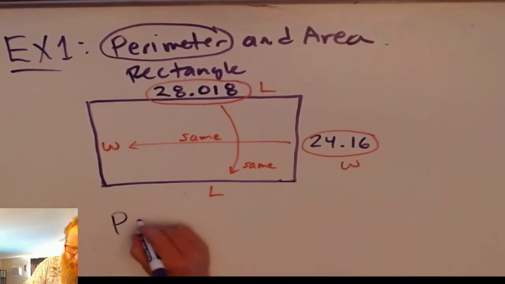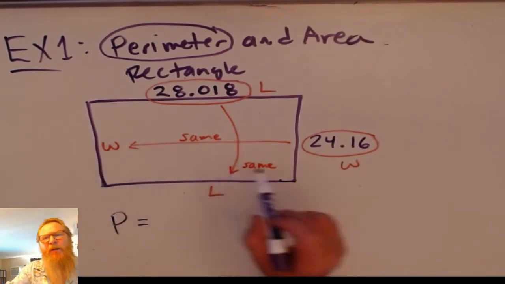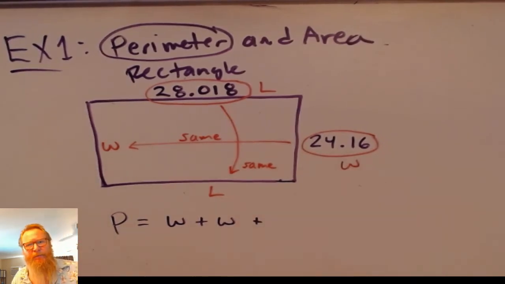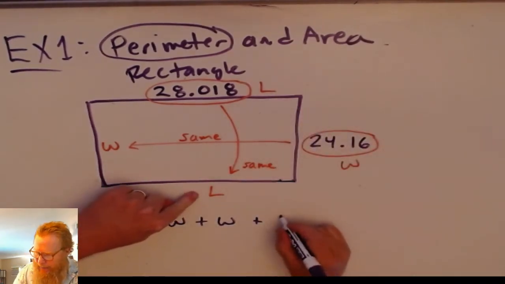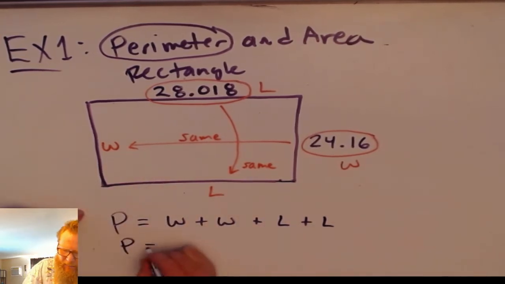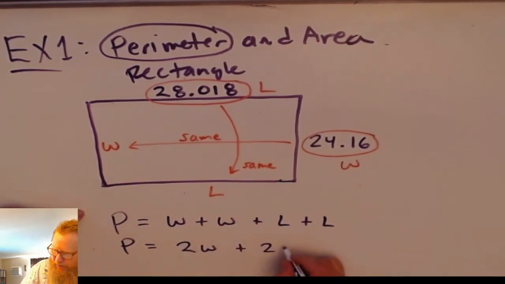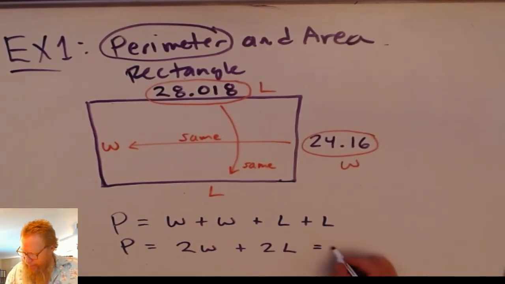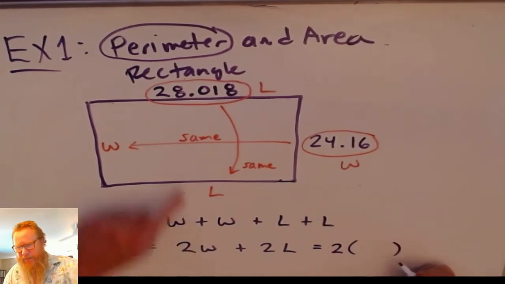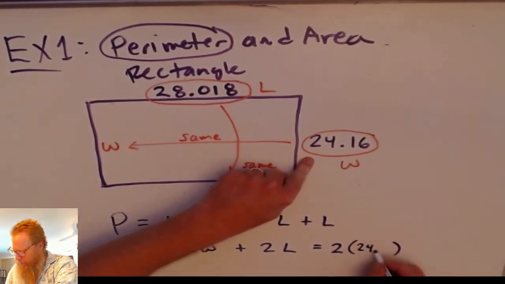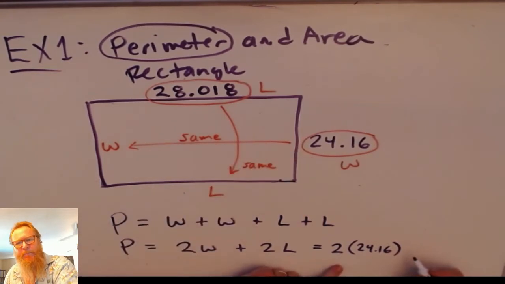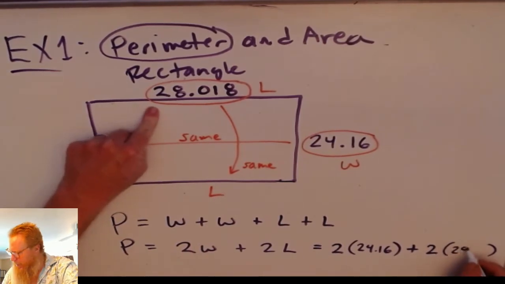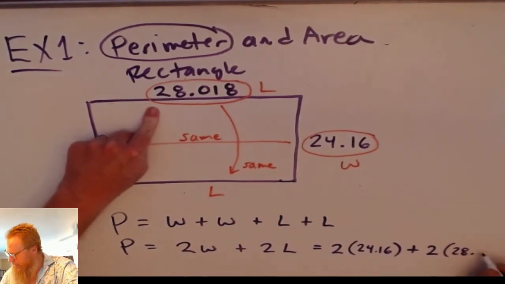So the formula for perimeter is W plus W. I like to put my W's together. And then L plus L. Or it's quickly memorized as 2 W's plus 2 L's. So we're going to go 2 times W, that's 24.16, plus 2 times L, which is 28.018.